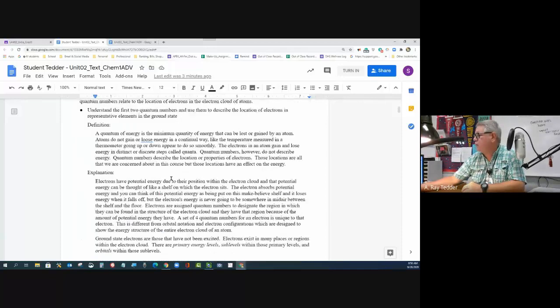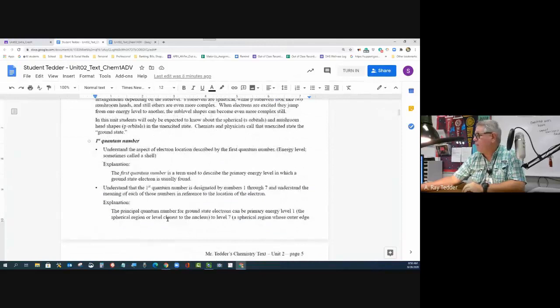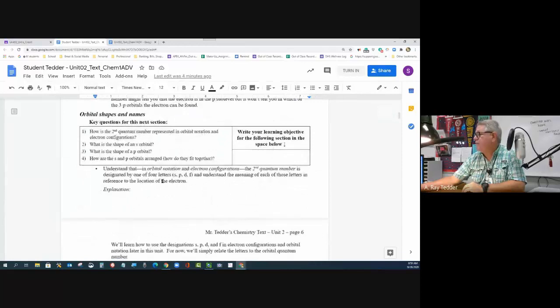So then this goes through kind of all those things. I need to weed some of that out, but that's primarily the stuff that you need to know about in this section here, okay? Then in the next section, orbital shapes and names.